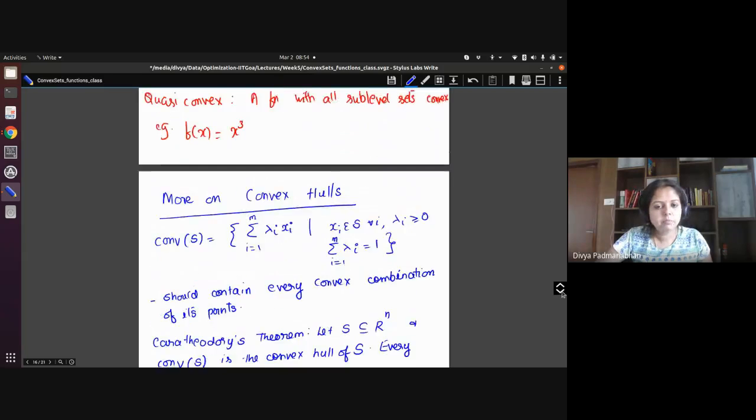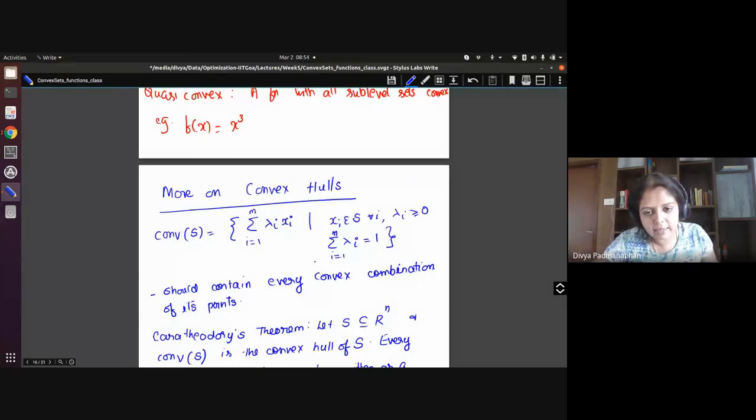Okay, so you represent the convex hull as the set of all possible convex combinations of the points in the set S. Okay, so you recall that this means that it's a convex combination, with the lambdas greater than or equal to 0, and if they sum to 1, that's a convex combination. And basically, the convex hull contains every convex combination of all its points. Okay, so this should be true for every value of n. Okay, so to be more precise.